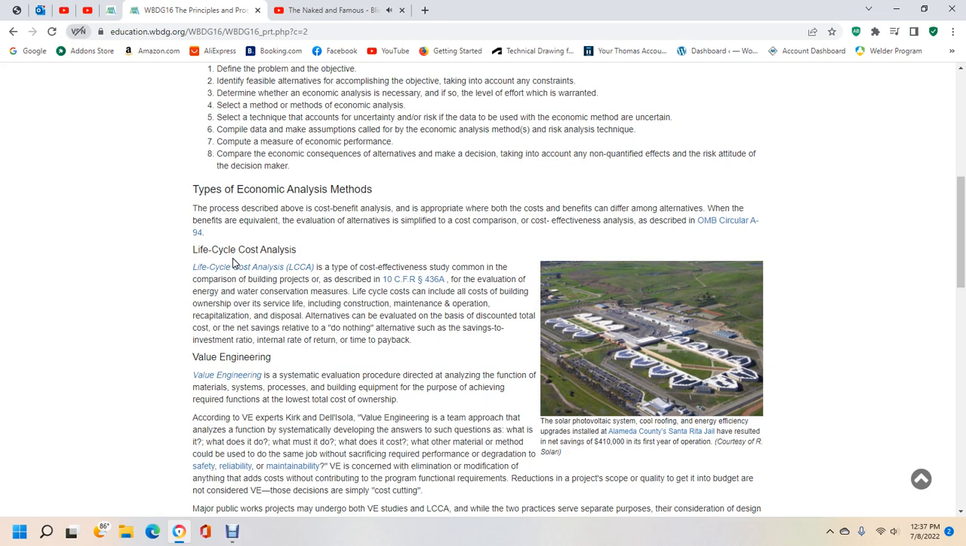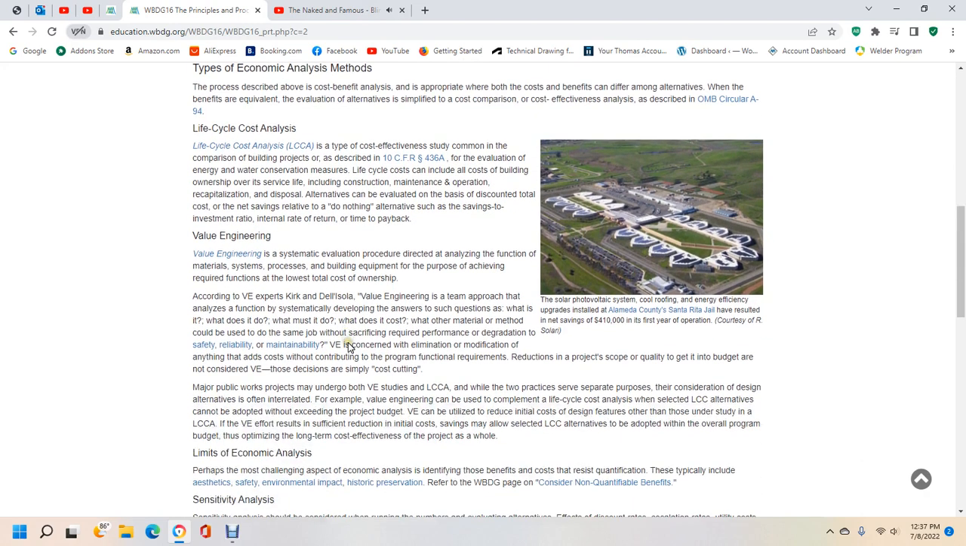Life cycle costs include the cost of building ownership over the service life, including construction, maintenance, operation, recapitalization, and disposal. Alternatives can be evaluated based on discounted total cost, net savings, net present value, savings-to-investment ratio, internal rate of return, and time of payback.